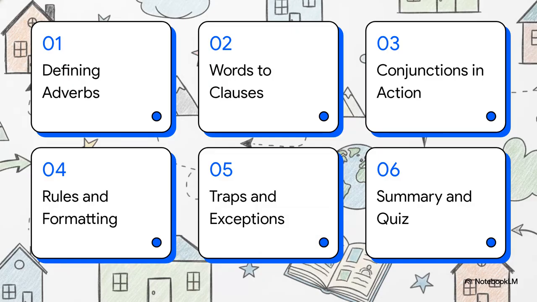Here is our architectural blueprint for today. We're going to start with 1, the baseline, defining adverbs. Then move to 2, evolution, words to clauses. And 3, conjunctions in action. After that, we'll hit 4, crucial rules and formatting, tackle 5, advanced traps and exceptions, and finally wrap up with 6, summary and final quiz.